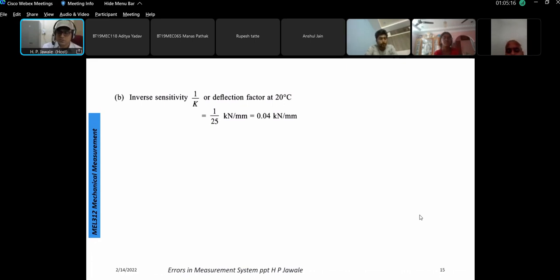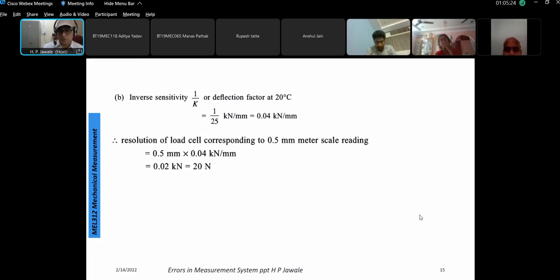We have discussed this in the theory part. So we can find out that in terms of kilonewton per millimeter, it will just be the reciprocal of that. Right. Then the resolution. Now this is important. Resolution, when we say, it means the minimum output indicated by the measurement system per unit rise in the input entity.